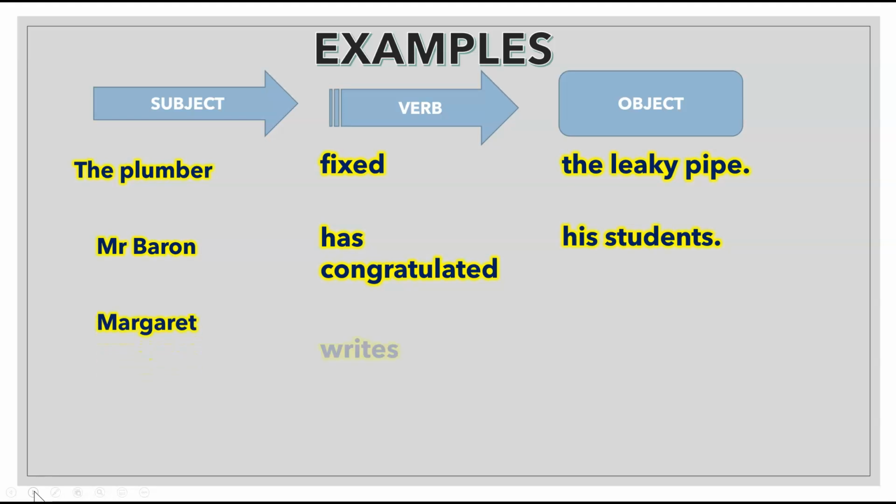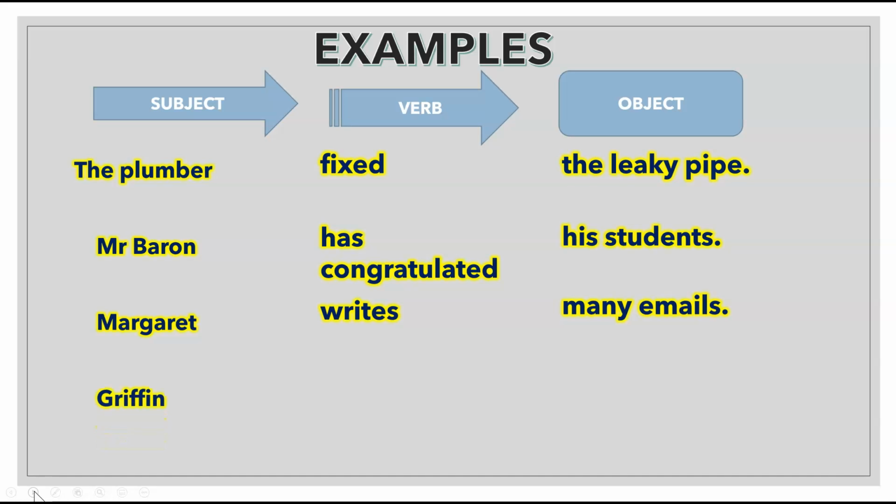Another example. Margaret writes many emails. What is being done? Writing is happening. Who is doing the writing? Margaret. So Margaret is the subject of this sentence. What is she writing? Many emails. That is the object. That's what the action is being done to.